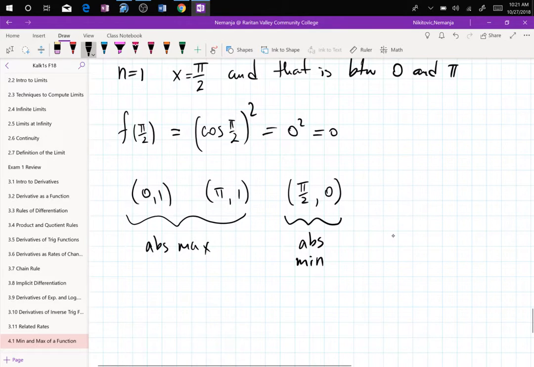So take a look at min and max for that particular graph. And now we can talk about it next class.